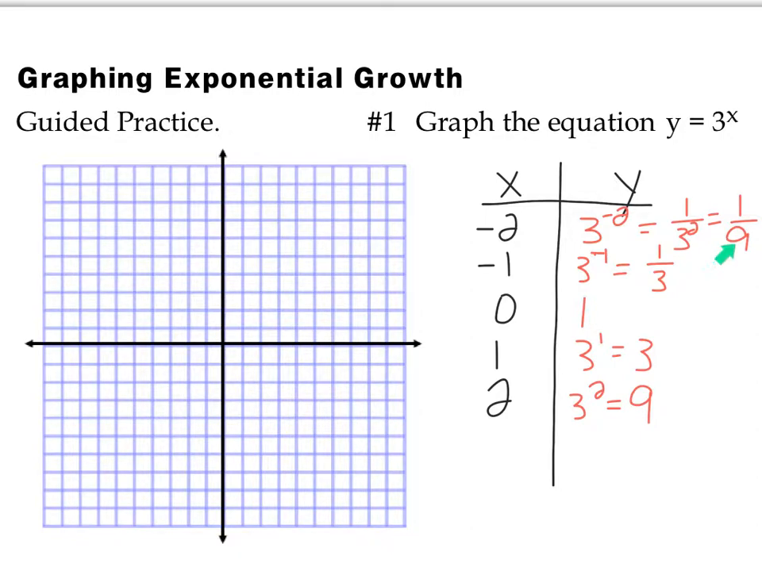If you look through here, multiply by 3, you get 1/3. Multiply by 3, you get 1. Multiply by 3, you get 3. Multiply by 3, you get 9. Okay. So now we can plot these points on our graph.